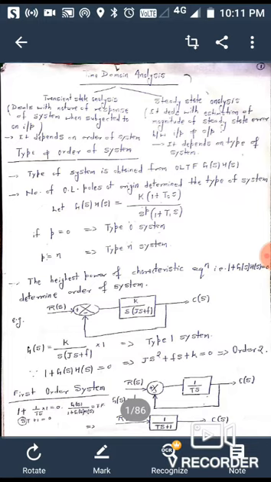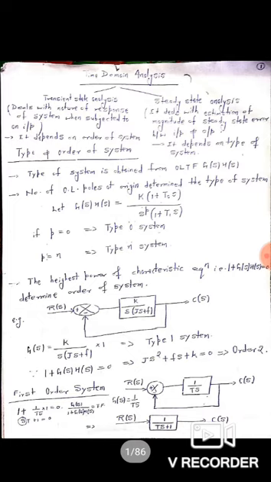Whereas steady state analysis deals with the estimation of the magnitude of steady state error between input and output. Means आप इनपुट क्या देना चाहते हैं, उसके करस्पॉन्डिंग आउटपुट क्या आया, डिज़ायर्ड आउटपुट क्या आया, उन दोनों के बीच में क्या एरर है, that is what steady state analysis deals with. And this steady state analysis depends on the type of the system.